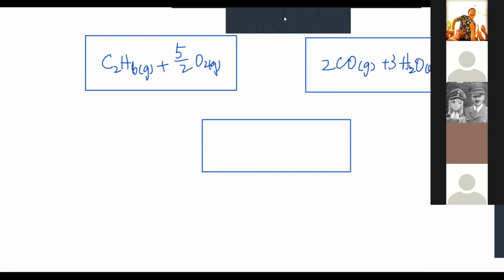What is that? C2H6 gas plus 5/2 O2 to form 2CO gas plus 3 H2O. Okay? And this is the equation they are looking for. So we have got the delta H of formation of what? Delta H of the reaction, actually. This is not formation. Delta H of reaction. Because it doesn't tell anything, right? You just give me the transformation.